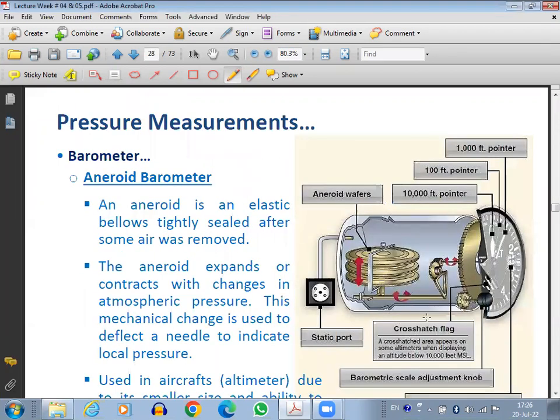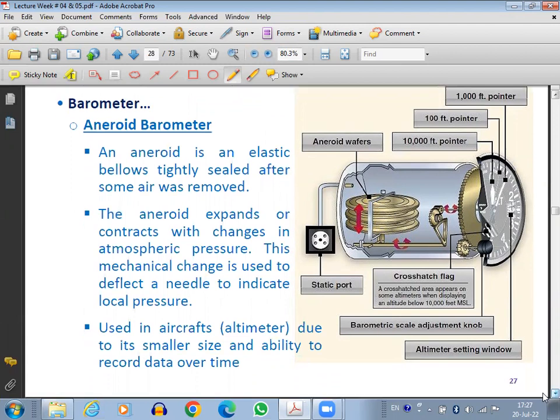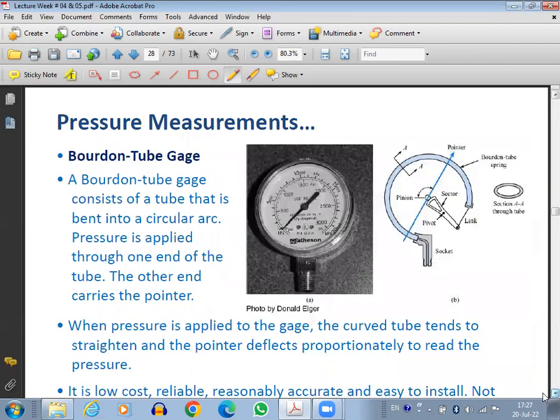Then we have an aneroid barometer. I want you to read it yourself. How does an aneroid barometer work? Again, its main objective is to measure the atmospheric pressure. Then we have other devices. Now these devices are not used to measure atmospheric pressure. Rather, these devices are used to measure gauge pressure. So these are the gauge pressure gauges.